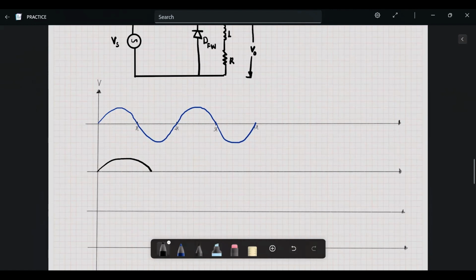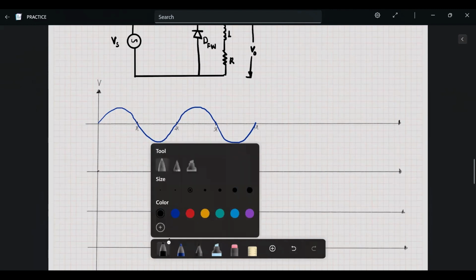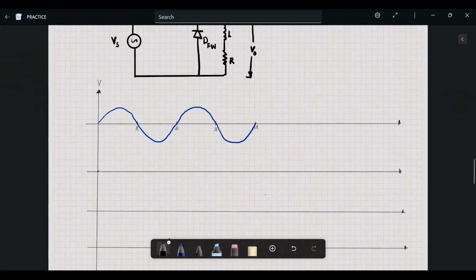So since there's an inductor, you need to understand the output voltage, and the current. Why is this not working properly? Okay. So it's going to block the negative cycle, okay? So these are the same phase. So you notice that even for the next cycle, it only allows the positive cycle to pass, right?